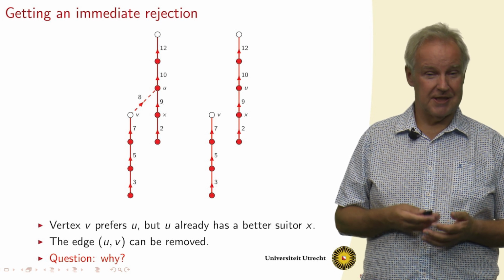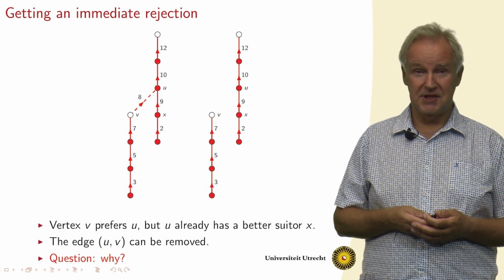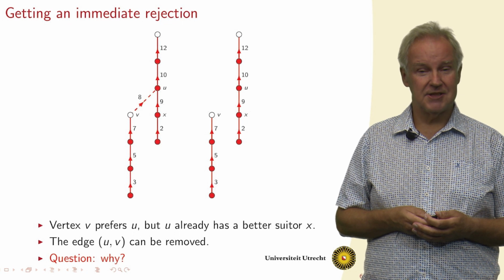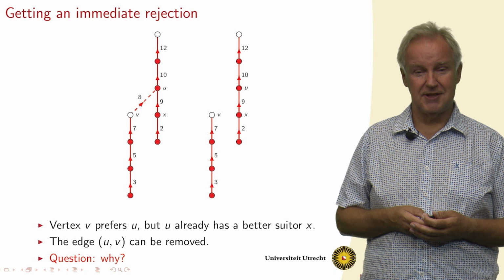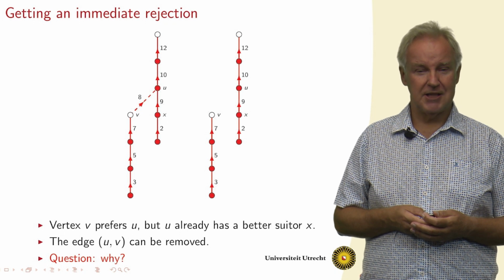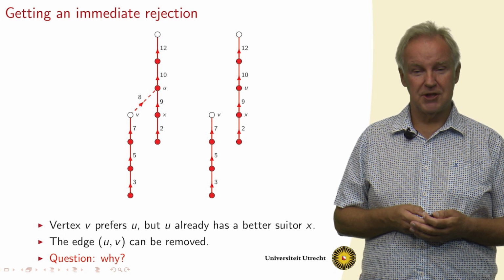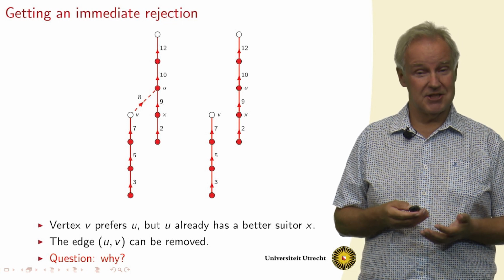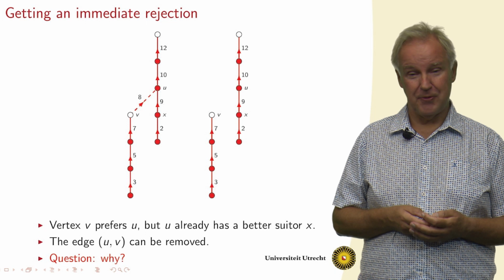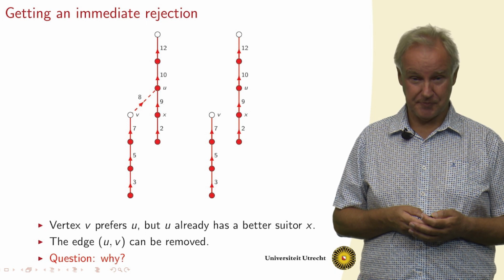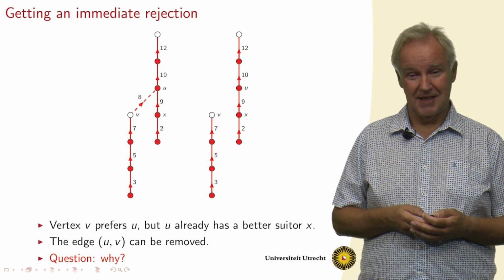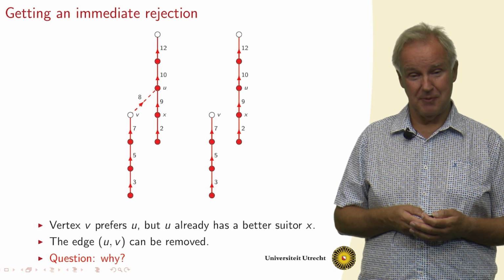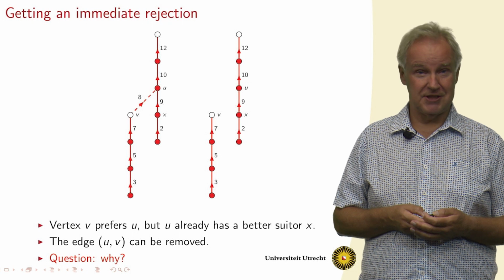The answer is that unfortunately u will never match to v, so we can remove it. And the reason is that although u at the moment has a different preference, at the point that u loses its preference and resets it, it can set it to the value of 9, and it will never match with v. So that's why we can remove it. The edge is dead.